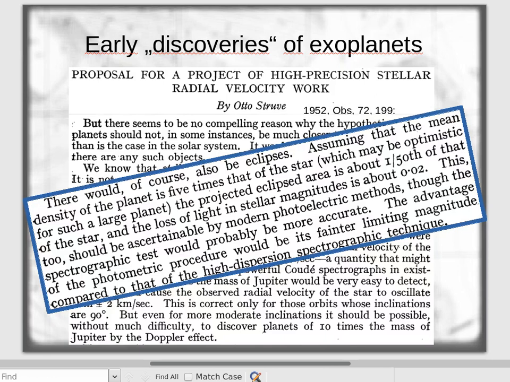Almost the entire exoplanet field was predicted back in 1952 by Otto Struve, who realized that planets can be found by monitoring their host stars for radial velocity and also by eclipses, what we call today transits. This turned out to be the most powerful method for discovering exoplanets.